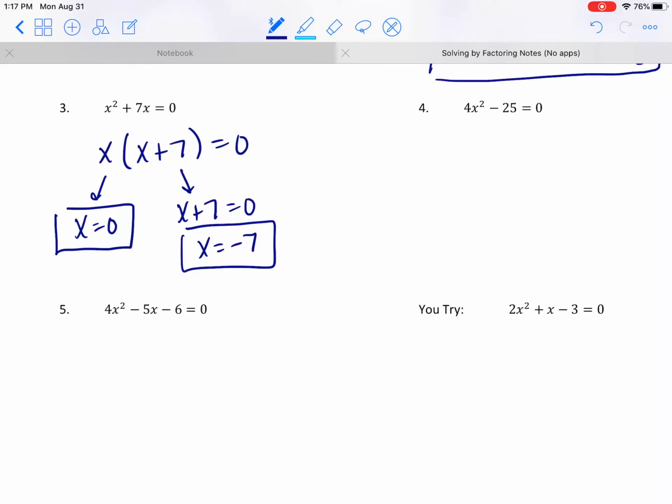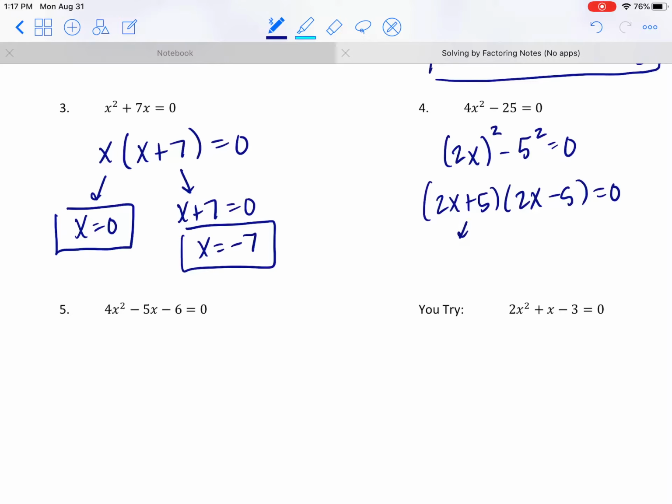And hopefully you're recognizing that those two terms are perfect squares. This is a difference of squares. What are we squaring to get 4x squared? It would be a 2 and an x. And what are we squaring to get 25? It would be a 5, which means this is going to factor into a 2x plus 5 and a 2x minus 5 equal to 0.